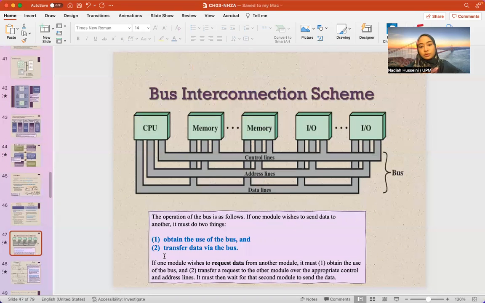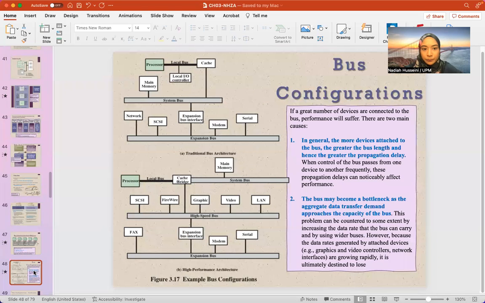And then I told you, if one module wishes to send data to another module, it can be CPU to memory and memory to IO, depends. First, it has to obtain the permission from the bus, and then it transfers to the bus. So this is very important because we are going to talk about how permission is granted in a bit. Okay. And I skipped this part, so I'm going to go over this one today.